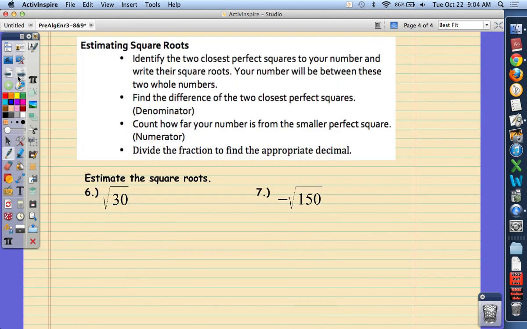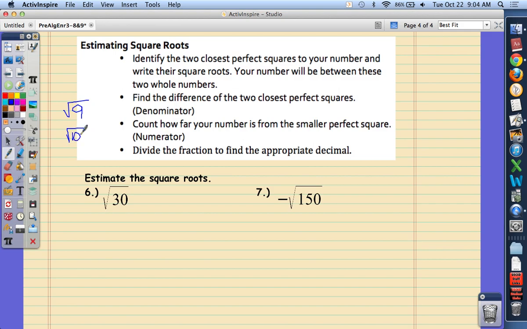The last part of this lesson then is estimating square roots. I don't want you to get this idea that the square root of 30 doesn't exist. It does. It's just not a whole number like you saw with those perfect squares. So the square root of 9 is 3. The square root of 10 exists. There's still a number for it, guys.